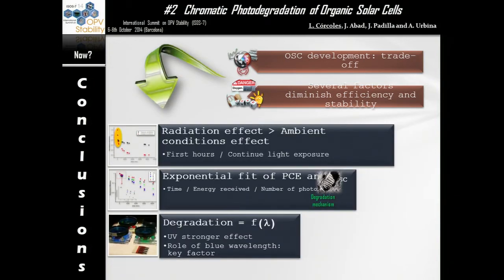As the main result, we found that radiation effect is stronger than ambient condition effect, at least for the first hours of light exposure. Also, we found that the exponential fitting of power conversion efficiency and short-circuit current can give us first steps to try to understand degradation mechanisms. And finally, we also found that degradation is a function of wavelength. We can avoid, for example, ultraviolet with filters, but not others like blue radiation.